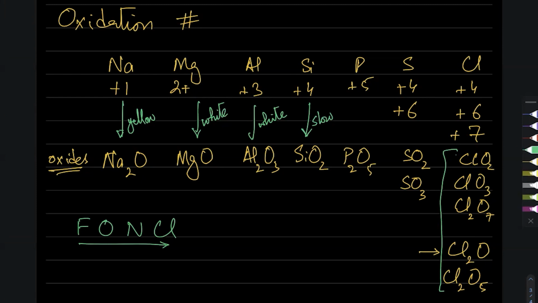Phosphorus burns with a yellow flame again, but this is white, which means you're going to get a smoke of white P2O5 when it burns. Sulfur has a blue flame. So sulfur burns with a blue flame and forms sulfur dioxide. And you then convert sulfur dioxide to sulfur trioxide using a catalyst.